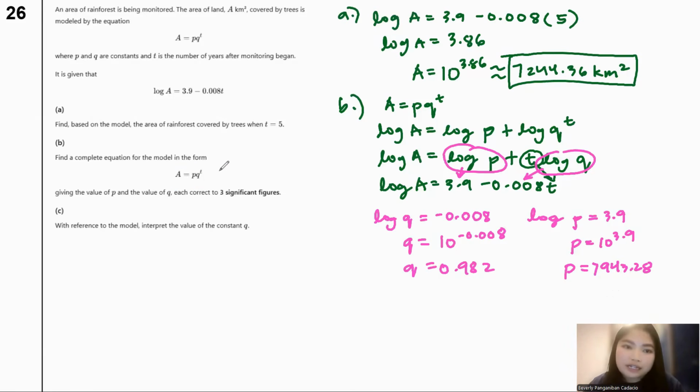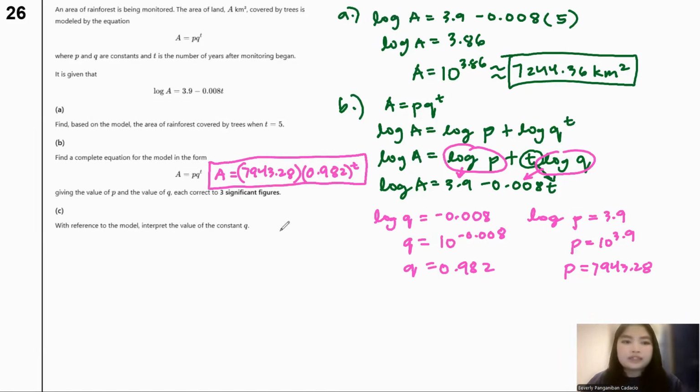So basically, you will just set up the variable P. You're going to put 7943.28, with parentheses so it's not confusing. Your Q is 0.982 raised to T. And that will be the answer.